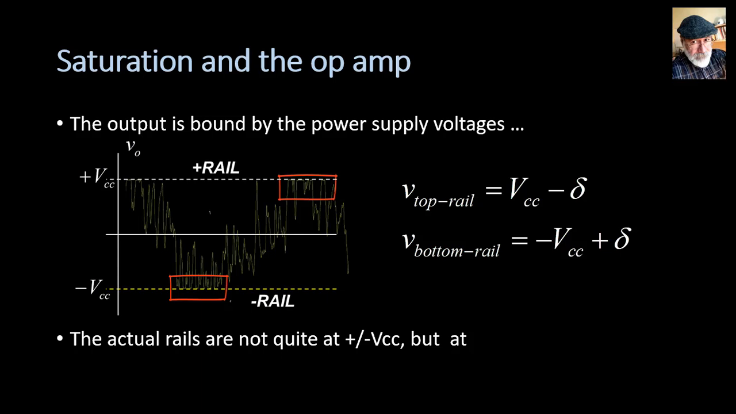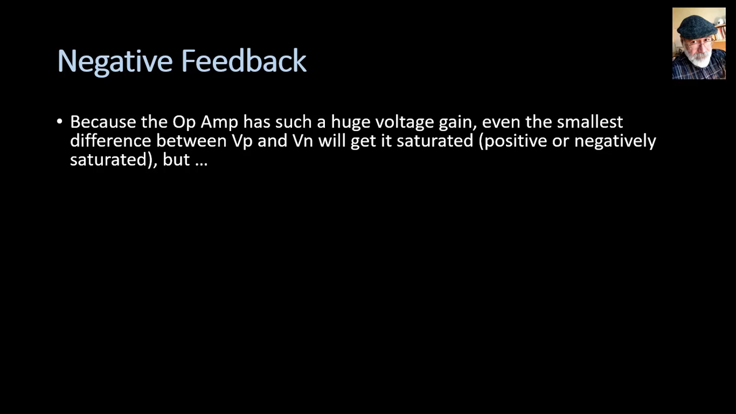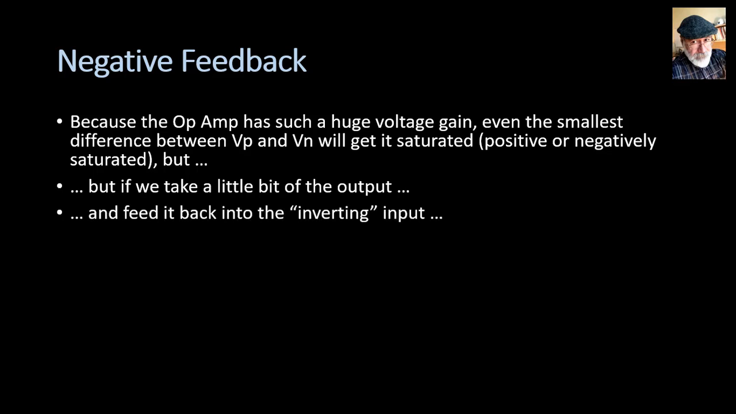The point is that no matter where the top and the bottom rails are, the output of the op-amp cannot go above the top or below the bottom rail. If it tries, it will just get stuck at the rail and the op-amp will be saturated. Because the op-amp has such a huge voltage gain, even the smallest difference between VP and VN will get it saturated. But if we take just a little bit of the output and we feed it back into the inverting input, we just may keep the op-amp from saturating.